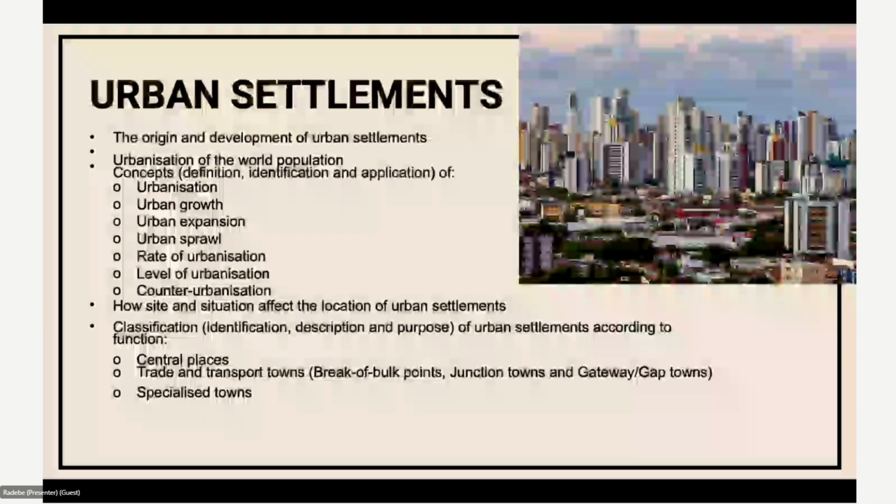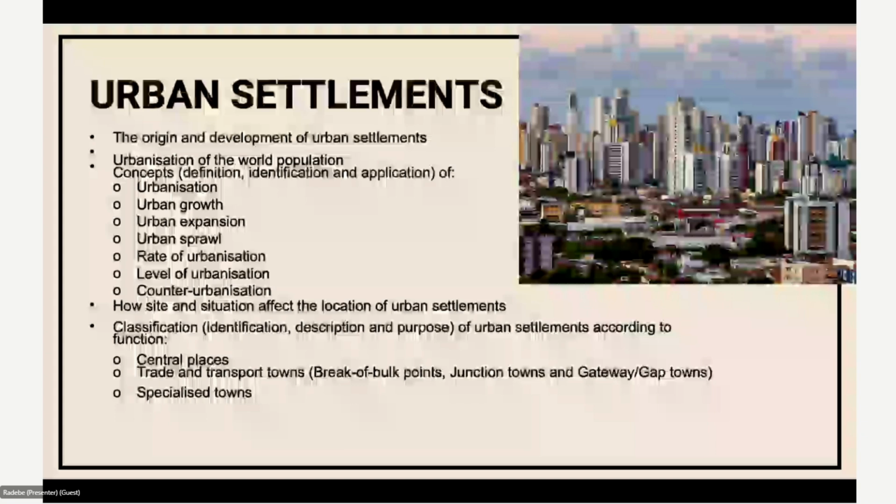And then the classification, according to the functions, we're having a central place, and then we're having trade and transport towns, a break of bulk point, junction town, gateway towns. Our learners need to understand that, and specialized towns also, when you are explaining to them. These are the three classifications that one needs to know in urban settlement.